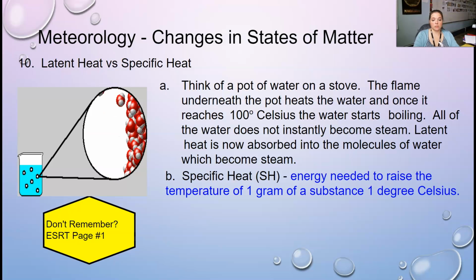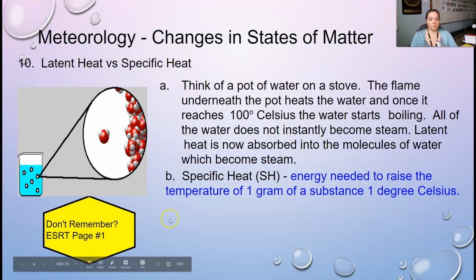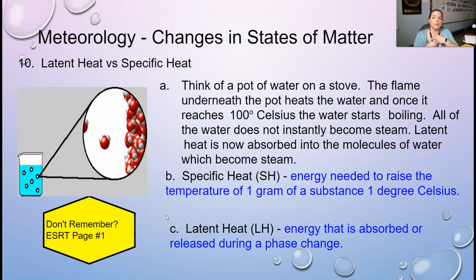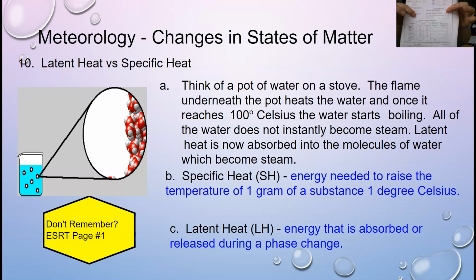And then you have this thing called specific heat. I did touch on it yesterday, and you're going to see it on page 1 right there. It's the energy needed to raise the temperature of 1 gram of a substance 1 degree Celsius. That's what specific heat means. Latent heat, however, is the energy absorbed or released during a phase change. So specific heat is how much it takes to heat up one thing. Latent heat is the energy it takes in or releases during a phase change, which the properties of water gives you right there.